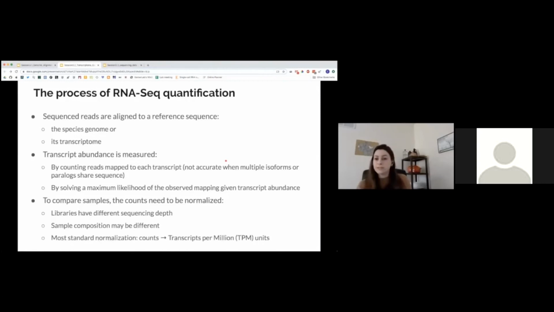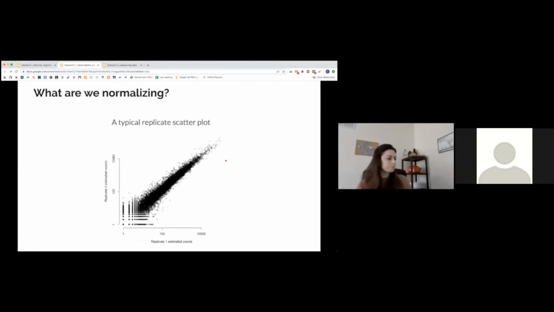So the most standard normalization, which we're not going to go into in this session, we'll leave it for session 6 when we're discussing differential expression and normalization, is transforming the counts you got for each gene into transcripts per million units. And I'll go into it later, but basically you should just know that this measure will take into consideration the transcript length and the sequencing depth, because it's going to put the transcripts into a relative abundance form.